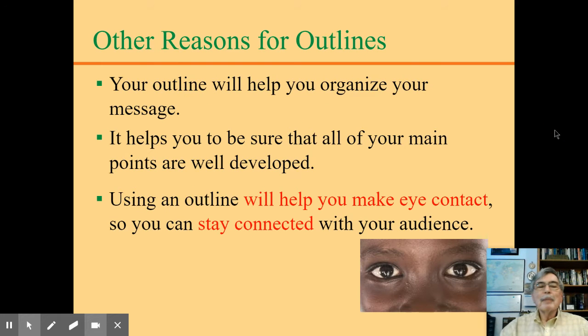All right, anyway, so some other reasons here. Organize your message, organize your thoughts. Just getting stuff down, and I'll say on paper, really helps you clarify what you're thinking about. It helps you make sure that your main points support one another and make sense.